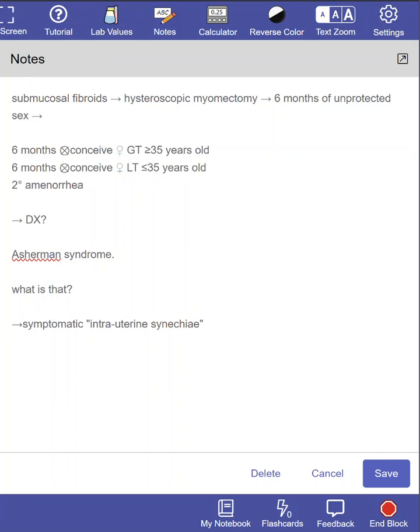So what is that? It's basically symptomatic intrauterine synechia. I don't know how to say it. Look that up. But obviously I'm familiar with the word, it's just the pronunciation. But it's intrauterine surgeries. It can result in scarring, just like it can in any part of your body. Basically adhesions, and so it's fibrous material. It's going to get in the way of.